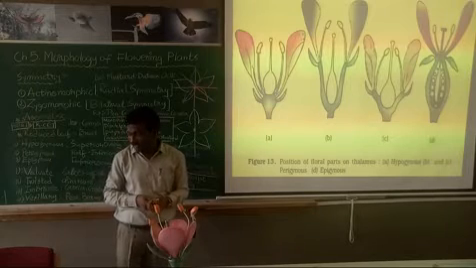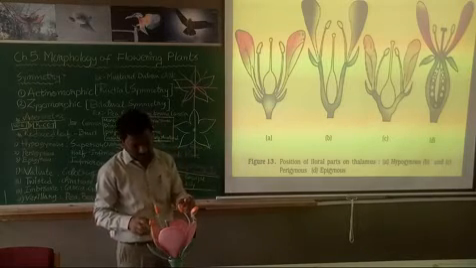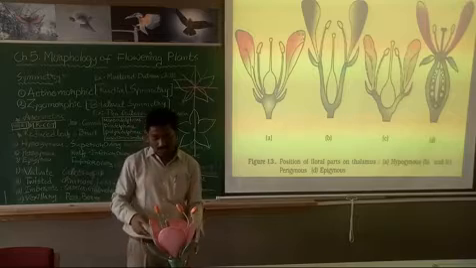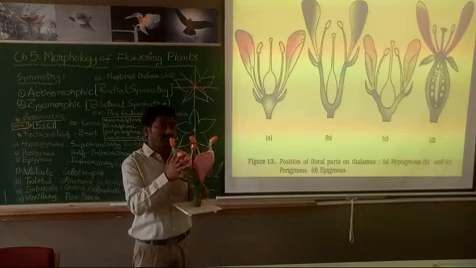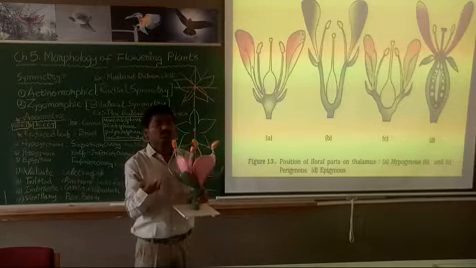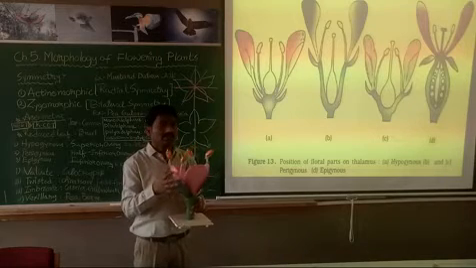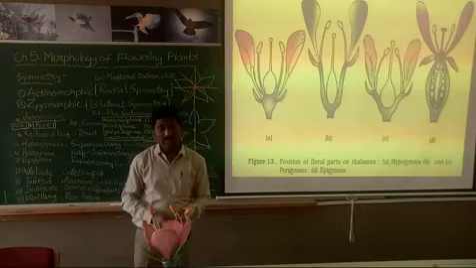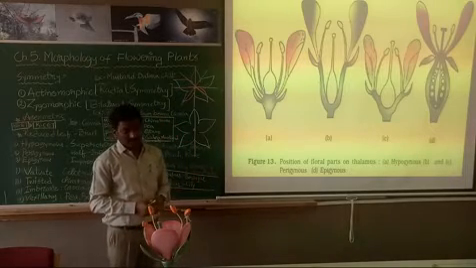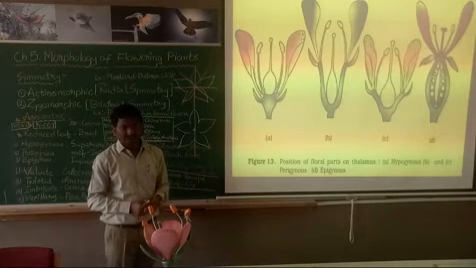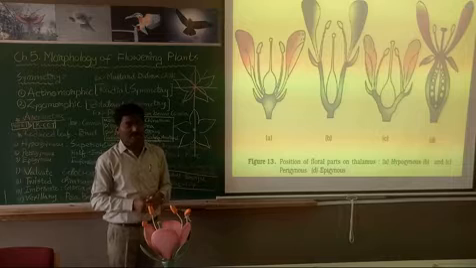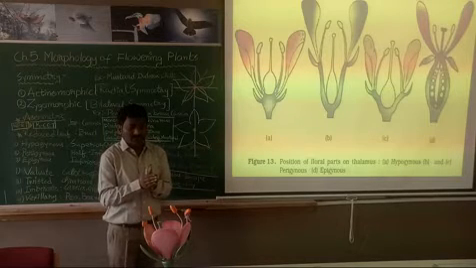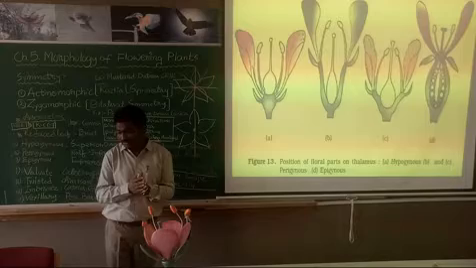Then I would like to tell you one more important example here. In some flowers, calyx and corolla are not differentiated into two parts. Those two together present in some flowers are called perianth. Example, lily flowers. So in lily flowers we can't see calyx separately and corolla separately. They are together present, named as perianth.